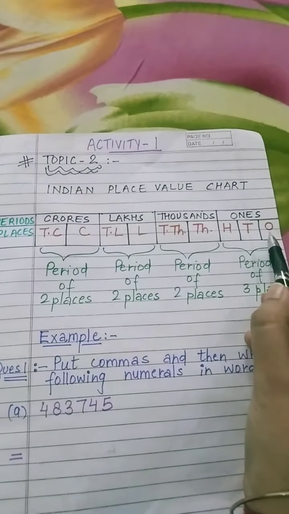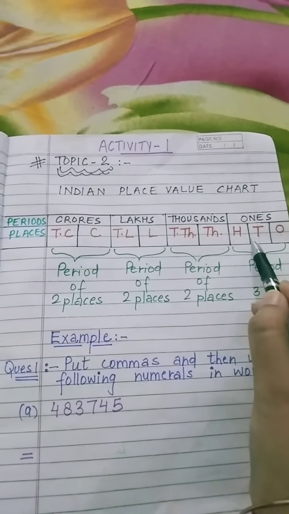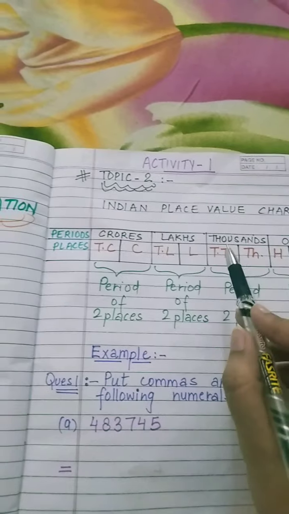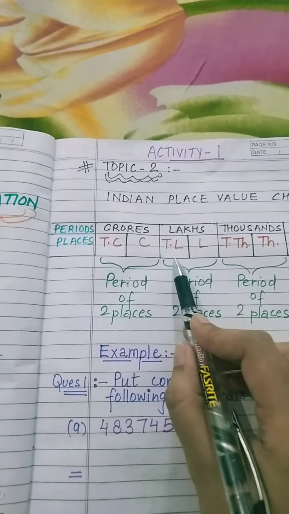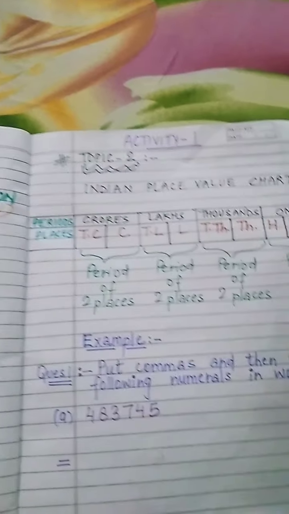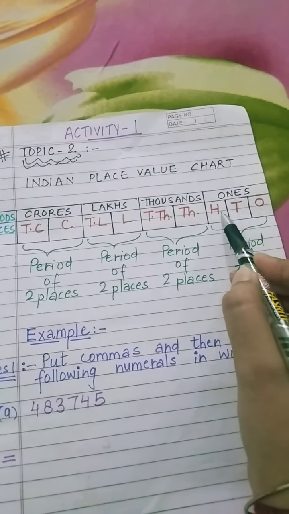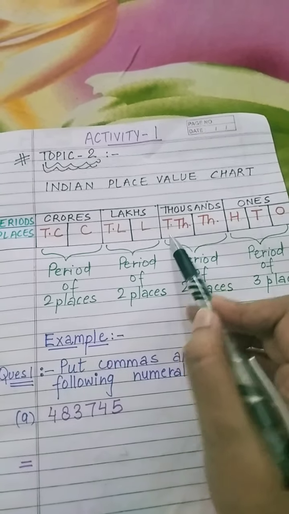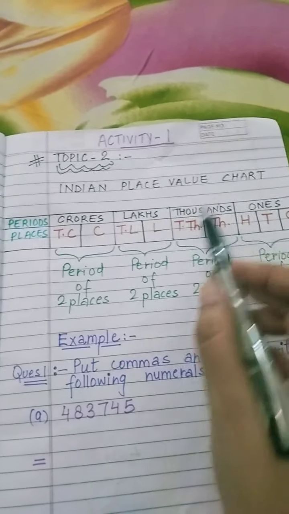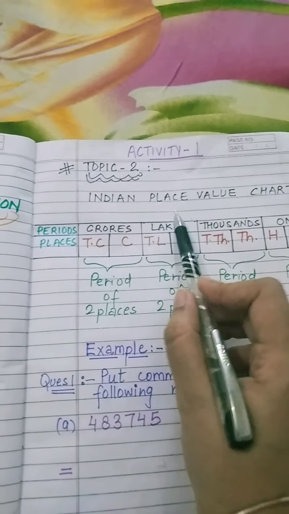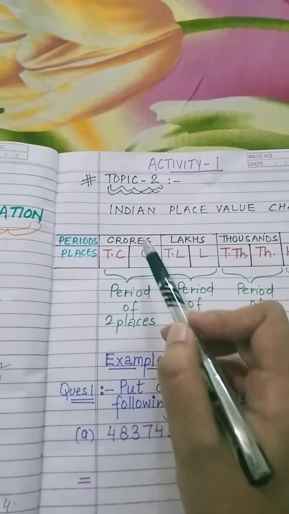Here the first place is of ones, second place is of tens, third place 100, then 1000, 10,000, lakh, 10 lakh, crore and 10 crore. The places ones, tens and 100 come under ones period. The places 1000 and 10,000 come under thousand period. The places lakh and 10 lakh come under lakh period. Crore and 10 crore come under crore period.